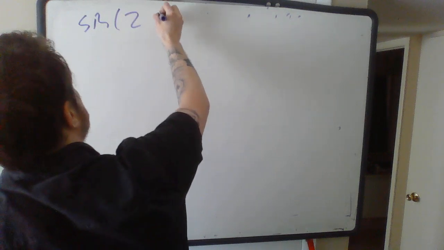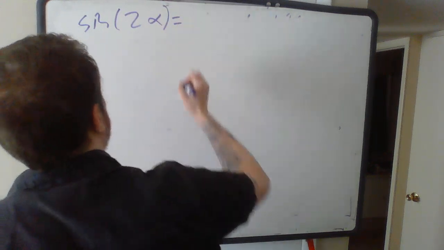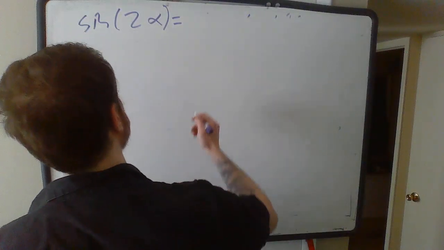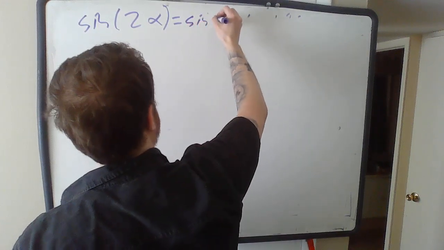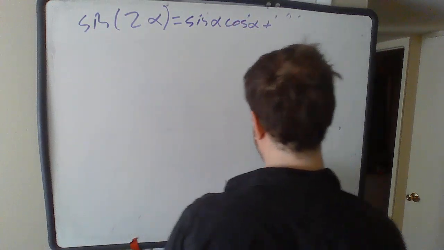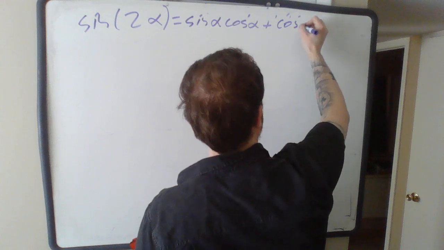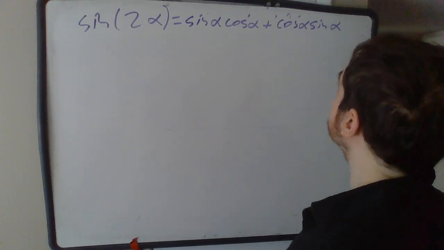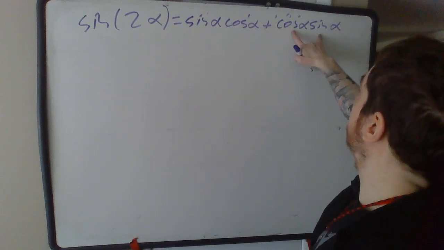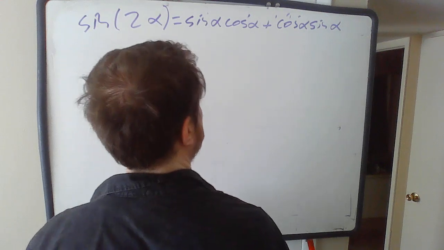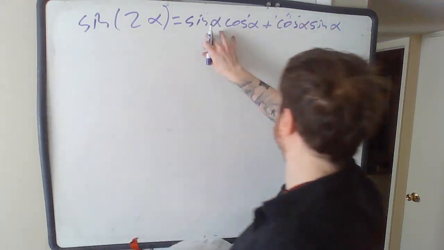So let's suppose that I want to find the sine of 2 alpha. If I go back to my sum identity, this is equal to sine alpha times cosine alpha plus cosine alpha times sine alpha. Let's take a look at this. These are actually the same thing, just with the product written in a different form. I've just switched the cosine and the sine.